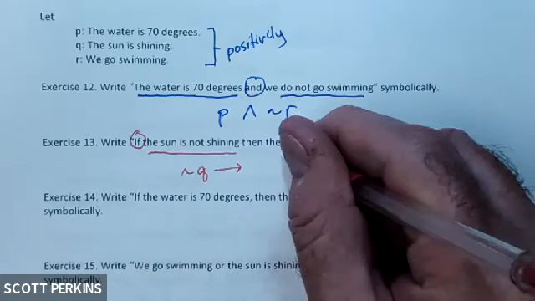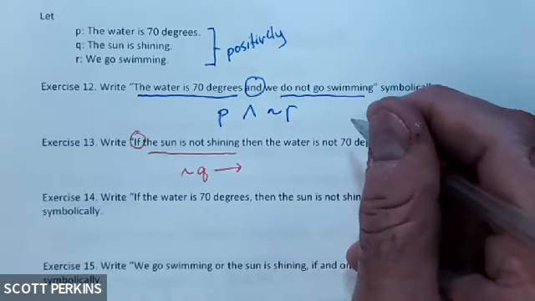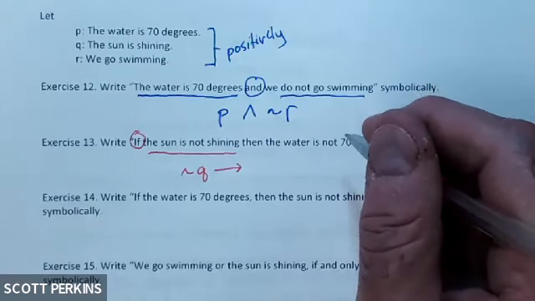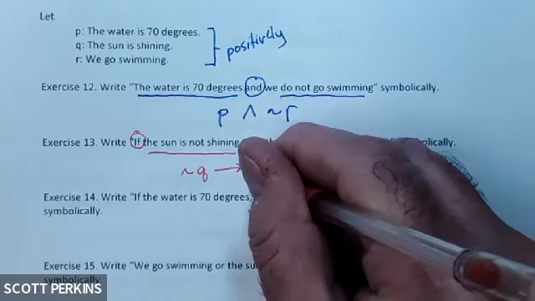After the then, that means now I'm on the other side of the arrow. Whatever comes after the if is on the left side of the arrow. What comes after the then is on the other side. The water is not 70 degrees. That's squiggly P.